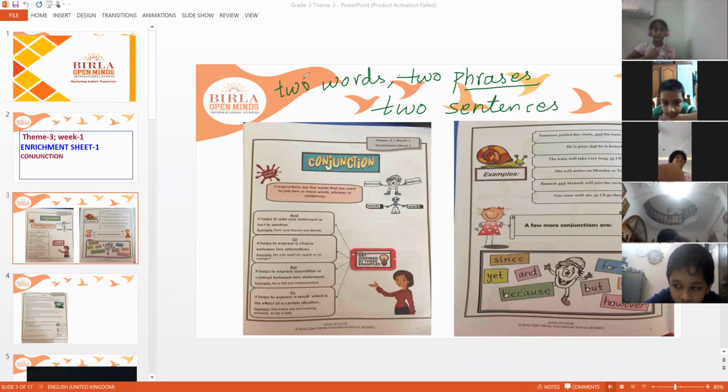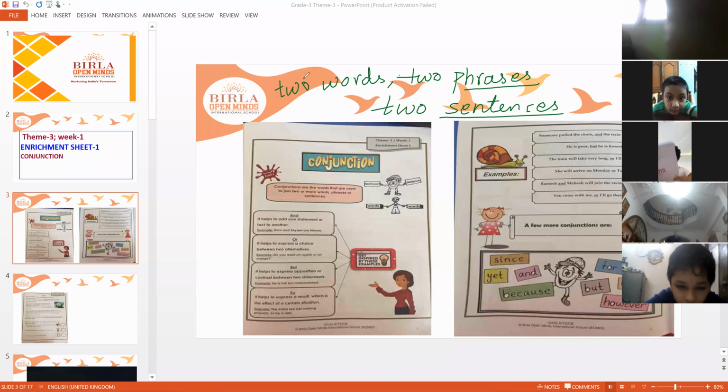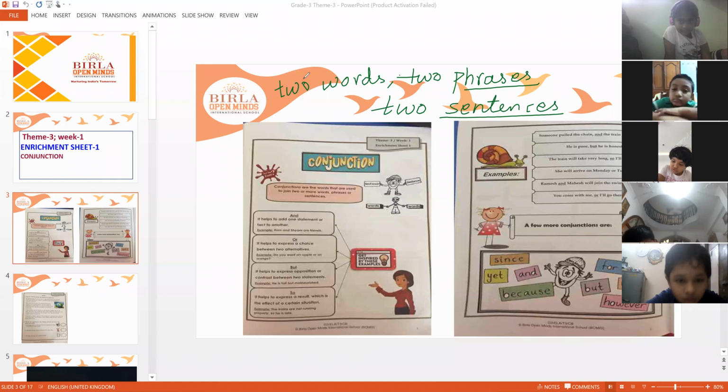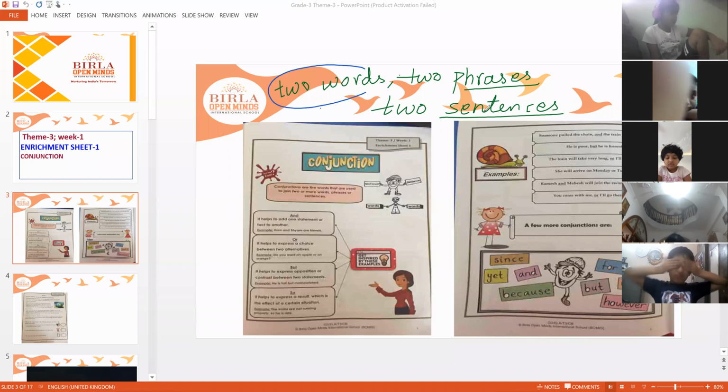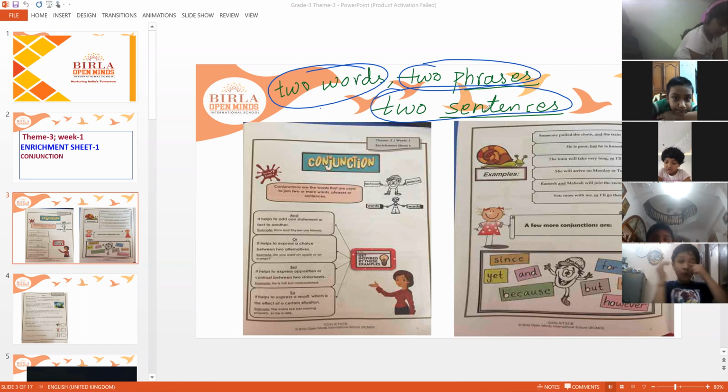Now let us see what is a sentence. Come on, tell me. What is the meaning of a sentence? A complete statement. A sentence which gives a complete meaning is called a sentence, yes? So here it helps us to join these two sentences. Now tell me why we use these conjunctions. Conjunctions are used to join two words, two phrases, or two sentences.